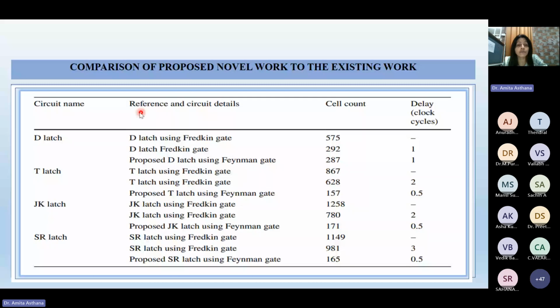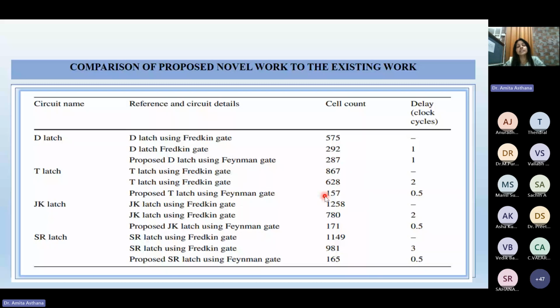with the earlier work. So here D latch using Fredkin gate was using a cell count of 575 and 292, whereas the proposed D latch using Feynman gate, which I have realized, is using only 287 number of cells. Similarly, the proposed T latch using Feynman gate is better.